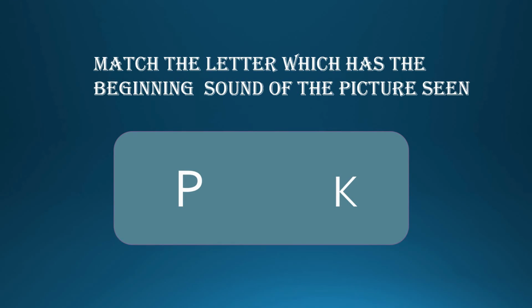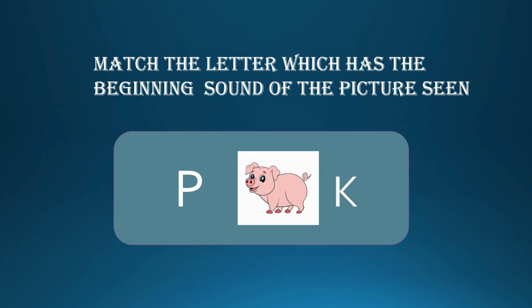Here is the letter P and letter K. And the picture is pig. So it starts with the letter P. Pig. So you have to circle letter P. The beginning sound is letter P. Let's see.